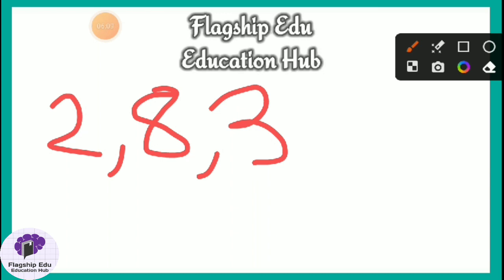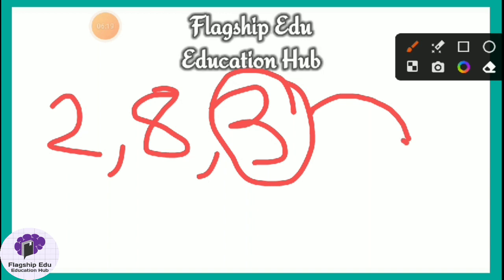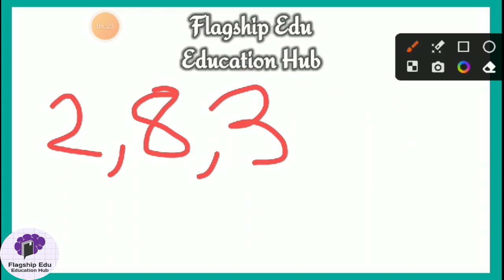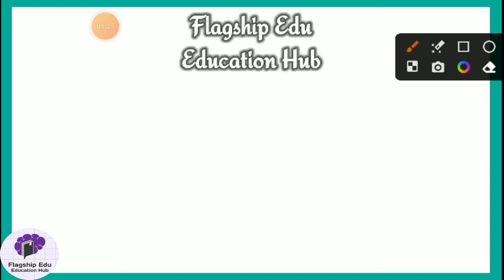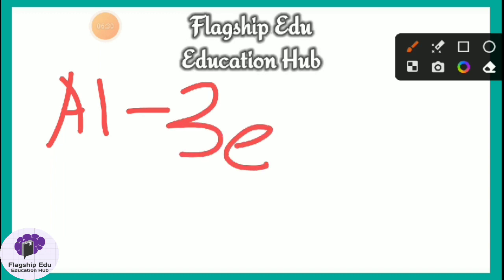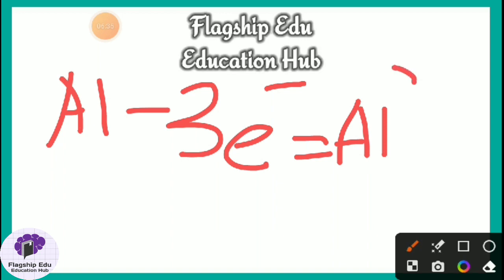As you can see, there are 3 electrons in the valence shell. So it will lose 3 electrons, meaning it will share 3 electrons with another element, complete its octet and become a cation. So here I can write Al minus 3 electrons is equal to Al3 plus. As you can see, it has become a cation.